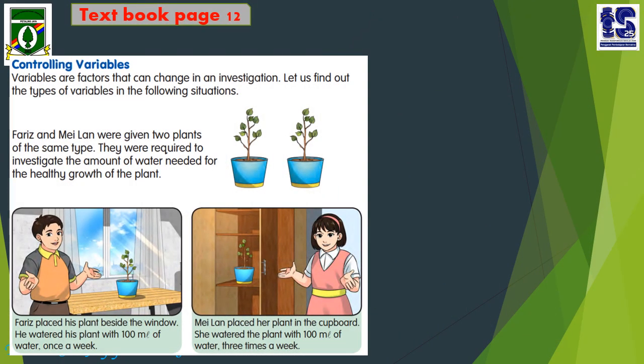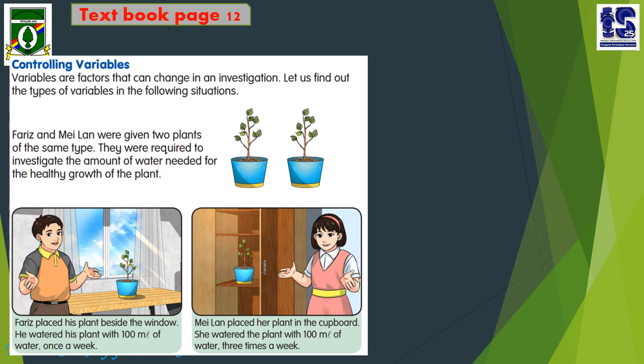Now, you can open up your textbook and turn to page 12. Variables are factors that can change in an investigation. Let us find out the types of variables in the following situation. These are your friends Faris and Melan. Faris and Melan were given two plants of the same type. They were required to investigate the amount of water needed for the healthy growth of the plant.